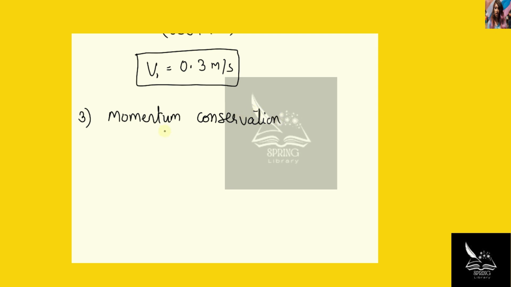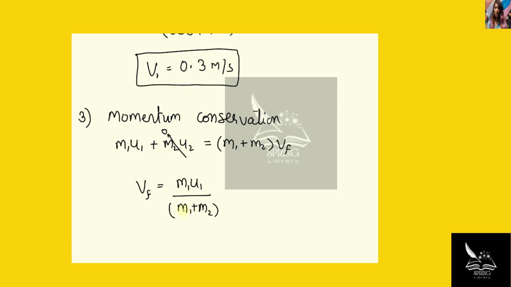Using momentum conservation, we will write m1 u1 plus m2 u2 equal to m1 plus m2 times some final velocity, because if that person is on our car, it will also move with the same velocity. Now u2 becomes 0 because that person is standing still. So we get the final velocity as m1 u1 divided by m1 plus m2. If we plug the values, m1 is 350 times u1 is 2 divided by 350 plus 90, because the weight of that person is 90 kgs.